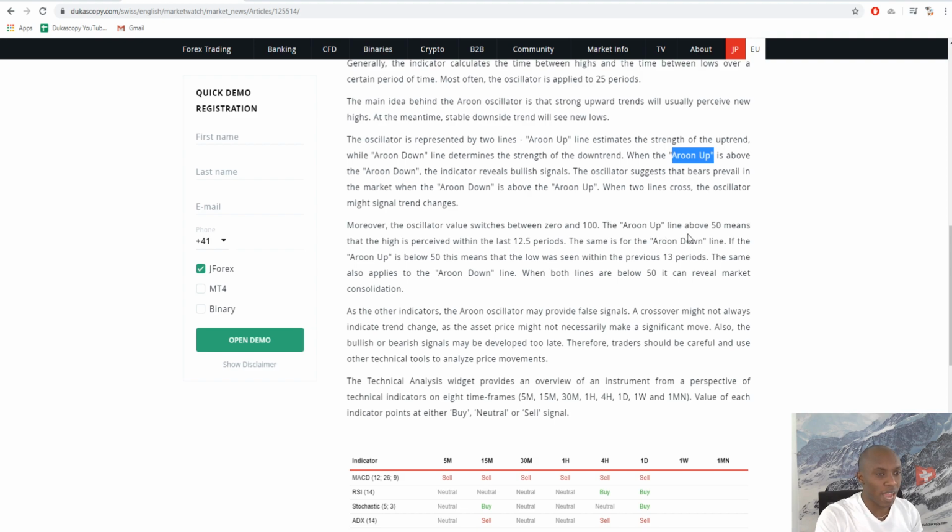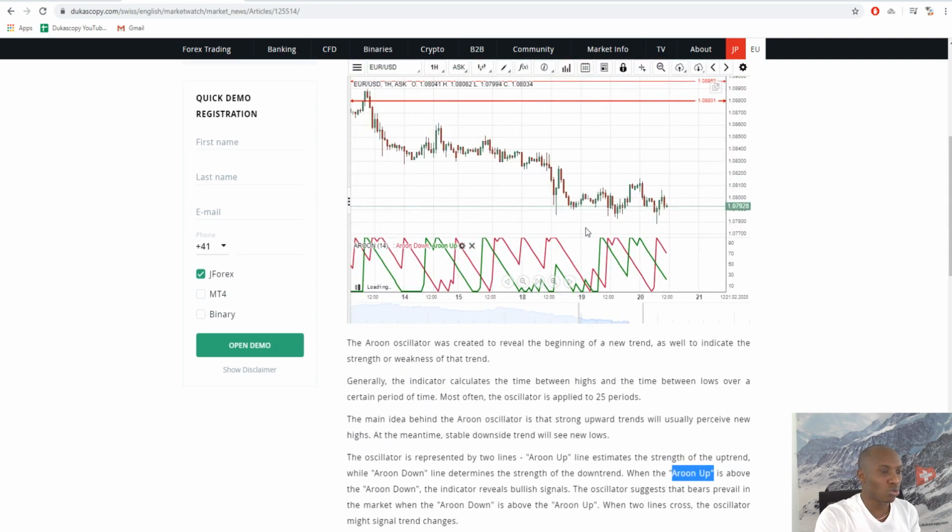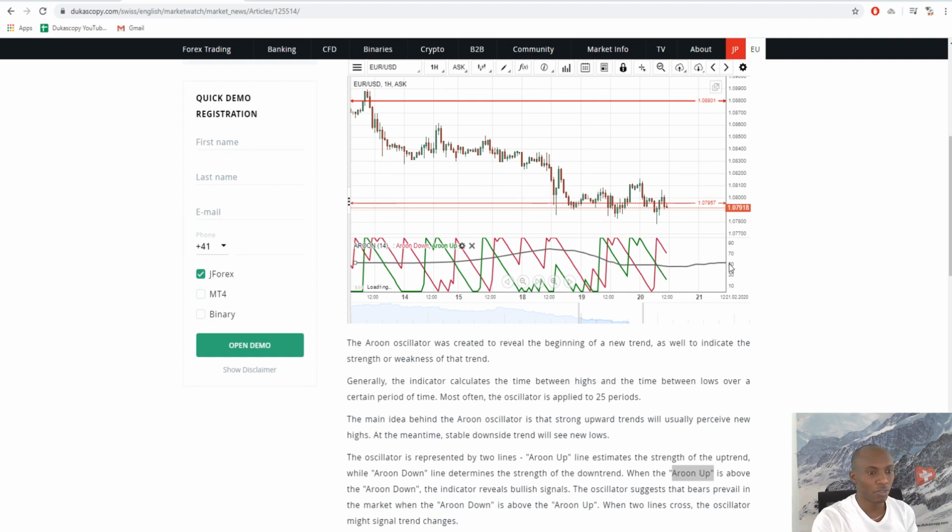The Aroon up line above 50 means that the high is perceived within the 12 period. The same way with the Aroon down. So you just need to look at the 50 line. I'll take back my vertical line and put it somewhere in this region. Oh, it's not showing there. Okay, let's forget about that. Yeah, this 50 line. So that's what it is showing you here.